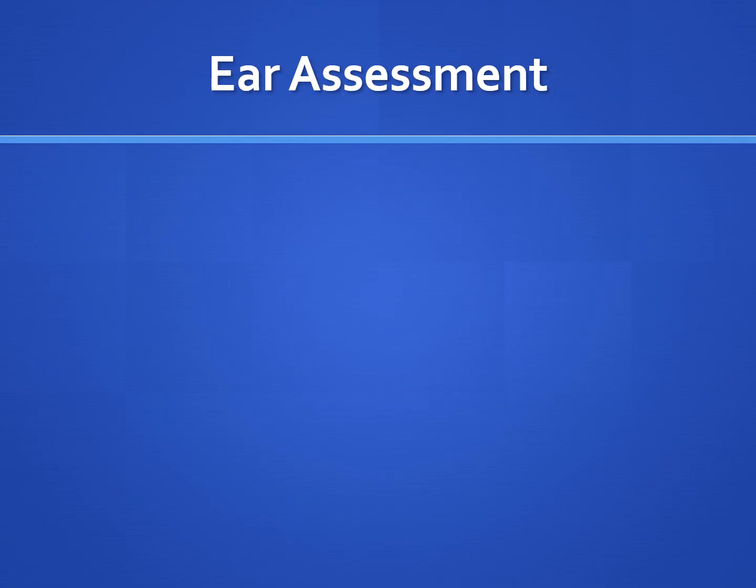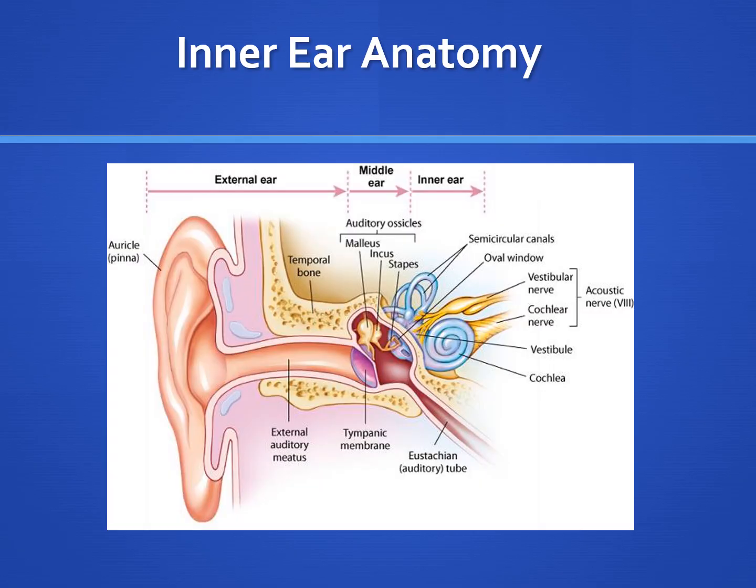Moving on to ear assessment. So we have our inner ear anatomy, which will help us understand how hearing and balance actually work. We want to think of the ear in 3 parts. We have our external, middle, and inner ear, which is today's focus. So the ear is responsible for hearing and balance, as we said.